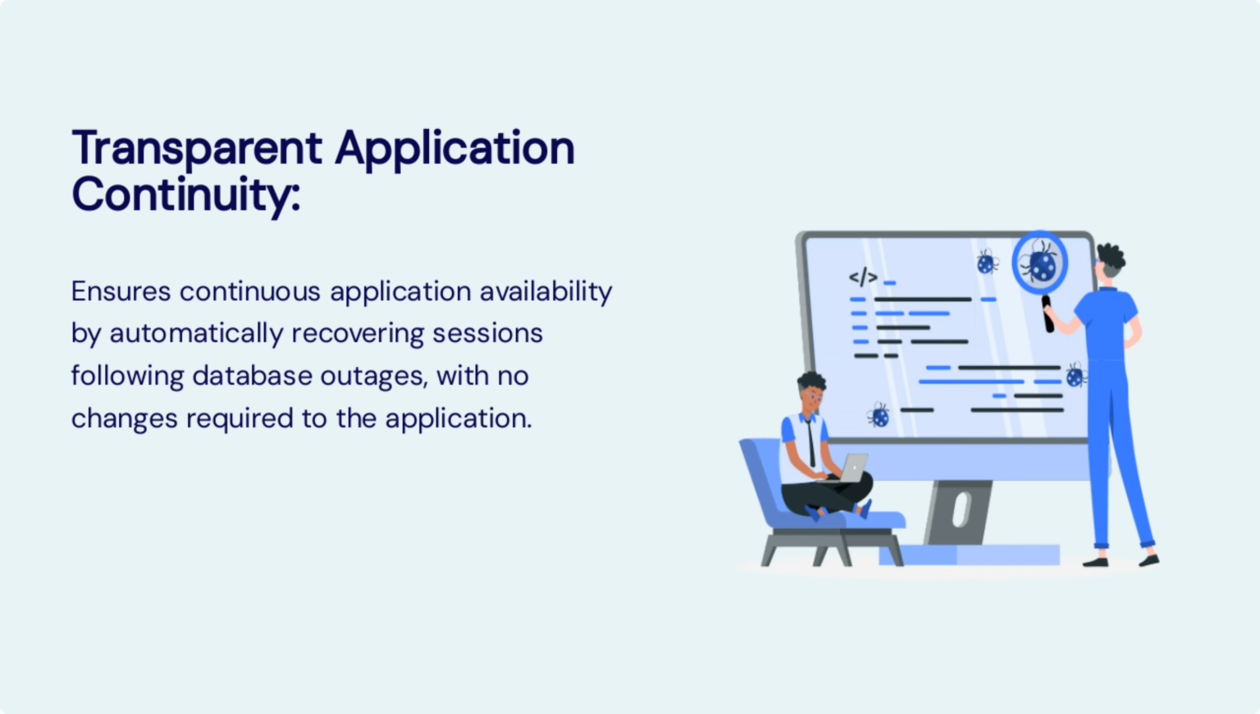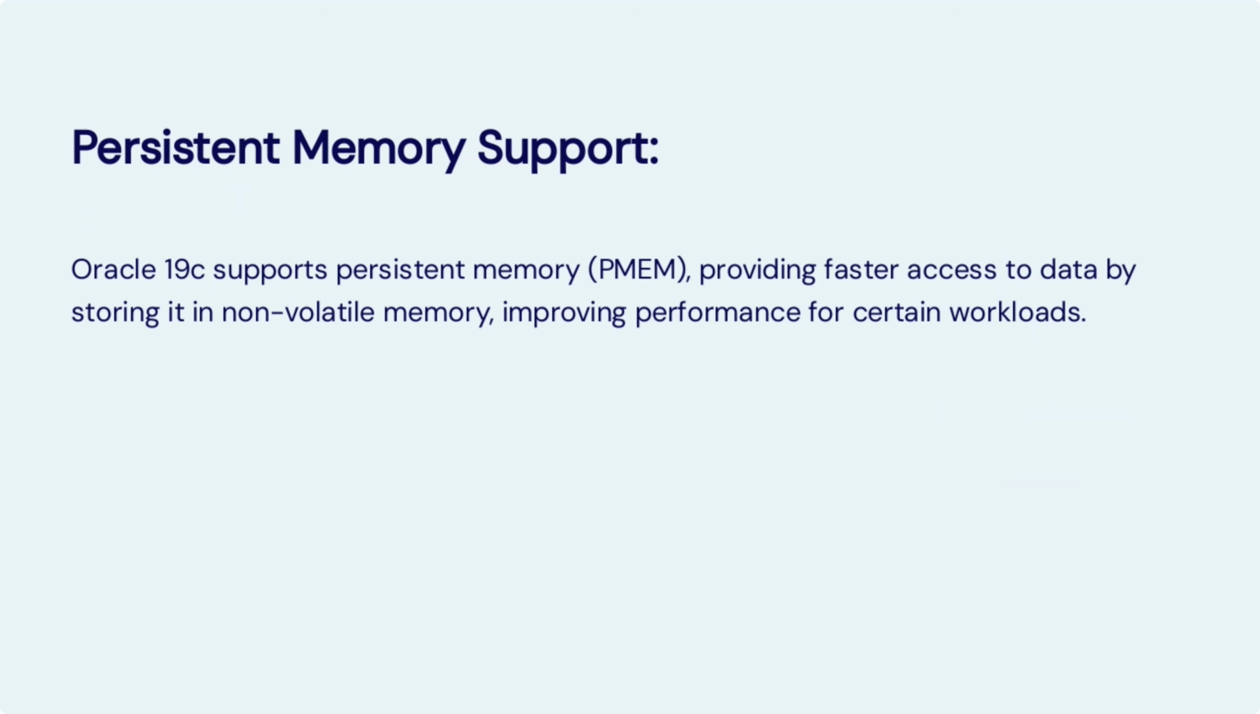Transparent application continuity ensures continuous application availability by automatically recovering sessions following database outages, with no changes required to the application. This feature provides seamless continuity for developers and users, allowing for uninterrupted operation even in the event of database disruptions. Oracle 19c introduces persistent memory support, enabling faster data access by storing it in non-volatile memory. This enhancement improves performance for specific workloads.